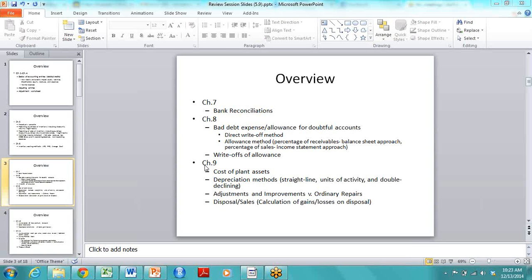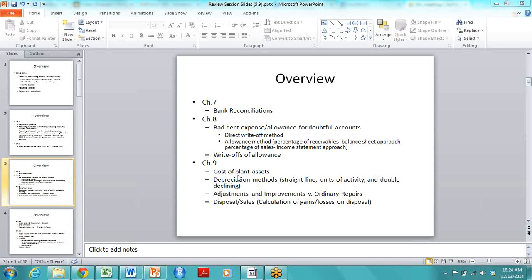The third item, adjustments and improvements versus ordinary repairs. Just knowing when something increases the value of an existing asset and how that may affect the depreciation. I think there was an example on the slides from the professor on that. I wouldn't spend too much time on that, but definitely at least go over that material. And then finally, the disposal and sales of equipment or land, how to calculate the gains or loss on disposal. So those were some important concepts that we covered in Chapter 9.